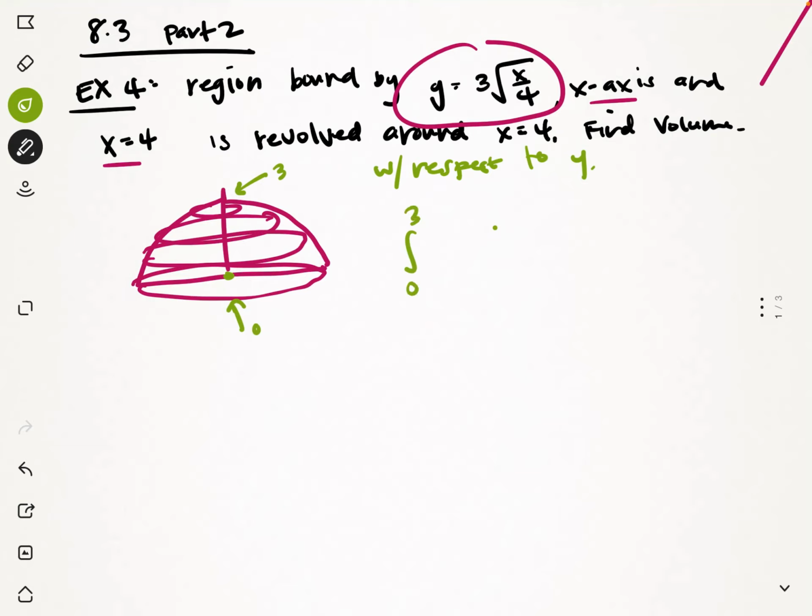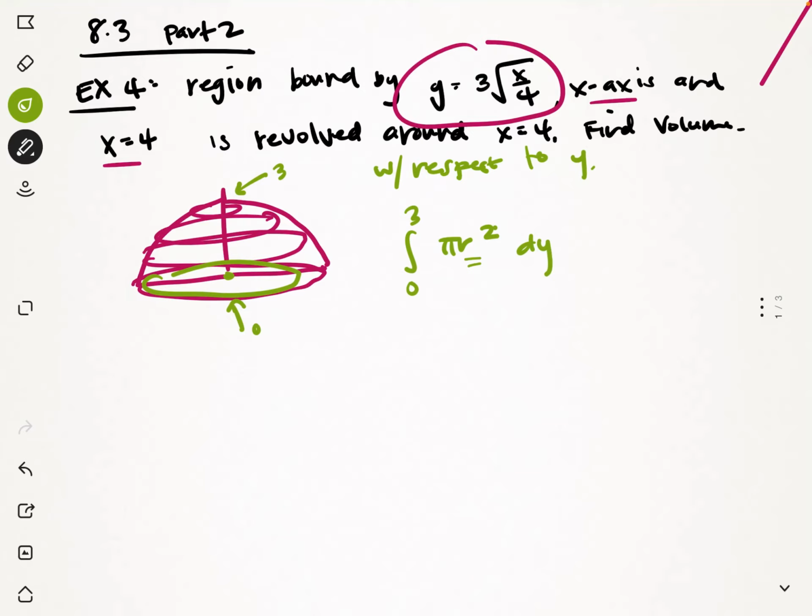Now the trick is we need to figure out how we're going to set up our radius, right? Because we're working with circles again. We know we have pi r squared, with respect to y. So we need to represent our radius with respect to y, which is a little bit tricky.